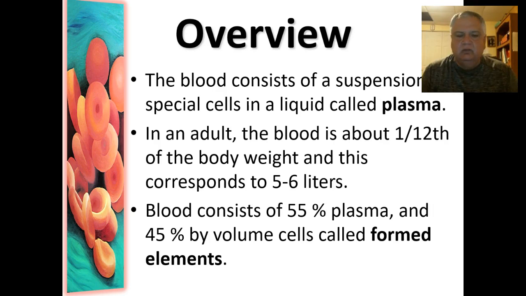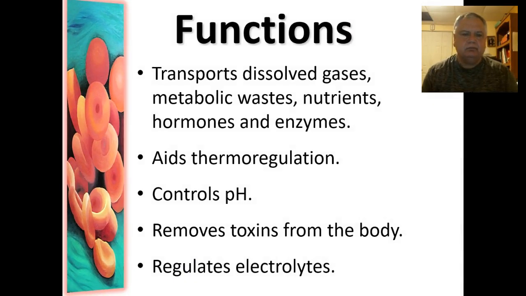The blood actually consists of more than just plasma, though. Blood consists of about 55% plasma and about 45% by volume cells. And these cells we oftentimes refer to as formed elements because, technically speaking, one of the formed elements we're talking about are not true cells. So we'll take a look at that as we move along.